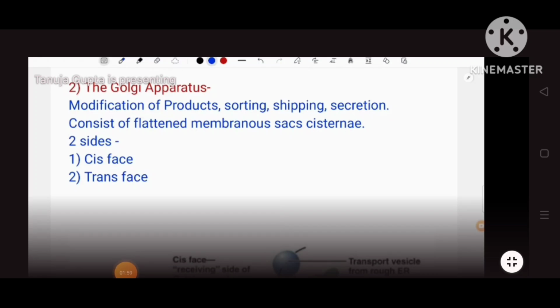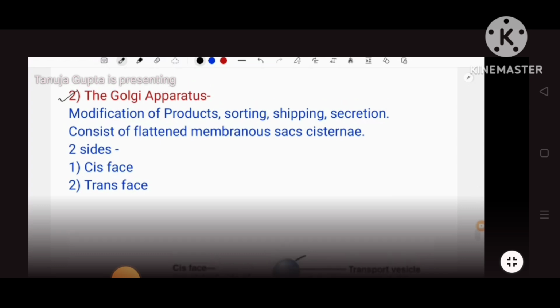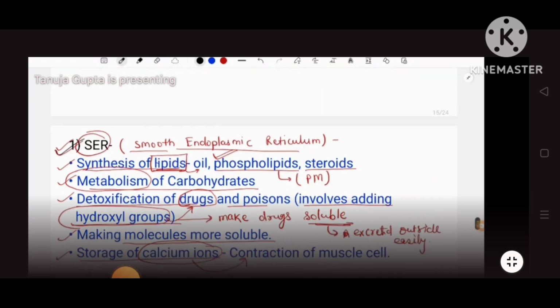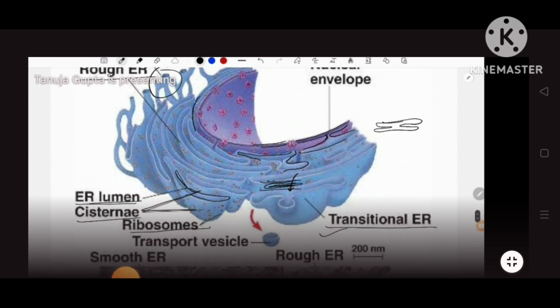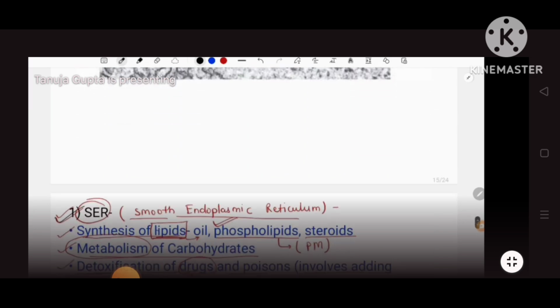Next topic is the Golgi apparatus. So let's start with this one. In the previous class we did the endoplasmic reticulum. Now we'll do the Golgi apparatus. If you remember, I told you each and every organelle is near the nucleus. Like this ER, nearby this nucleus only, Golgi apparatus are also present.